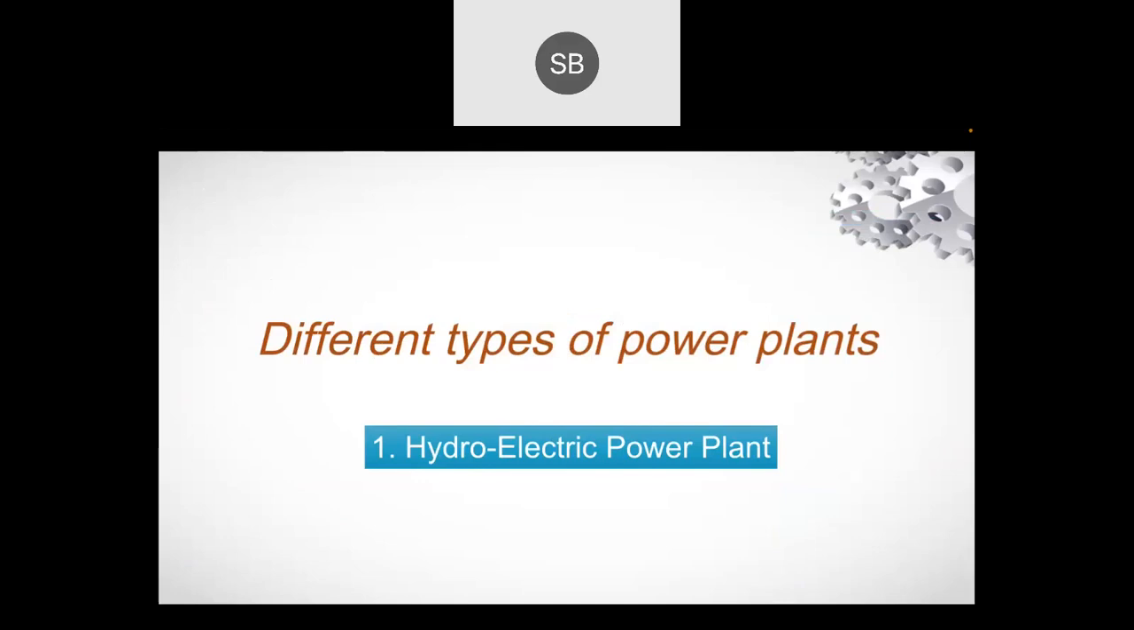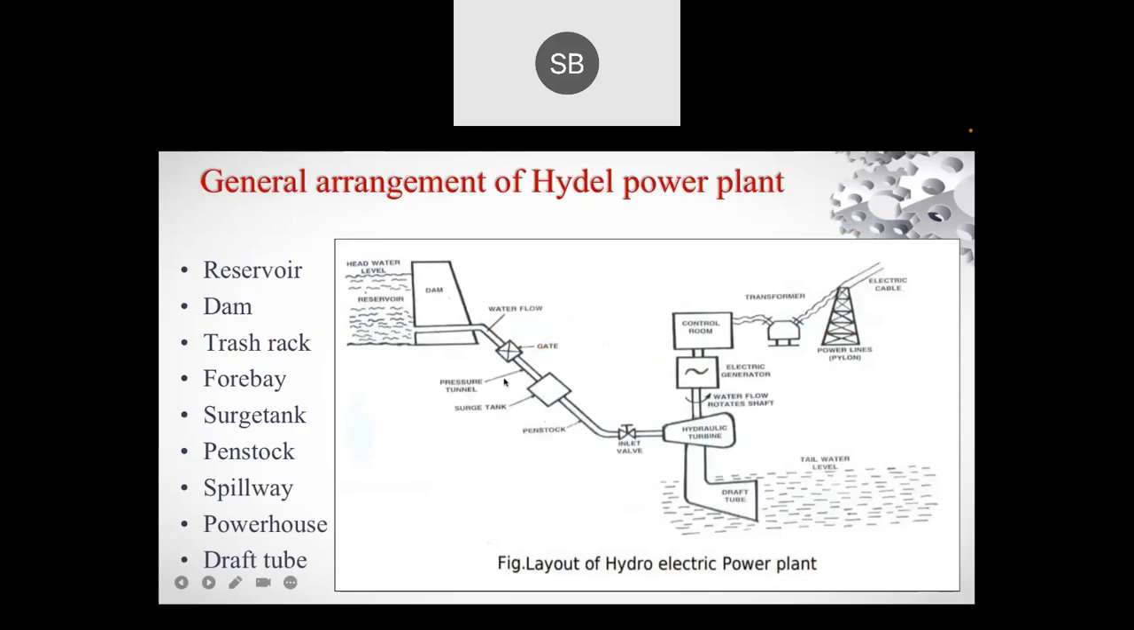Now we have to study the different types of power plants: what are the advantages and disadvantages of each power plant, and what are the limitations and other problems that arise whenever we construct a particular power plant. So the first power plant we are going to see is the hydroelectric power plant.